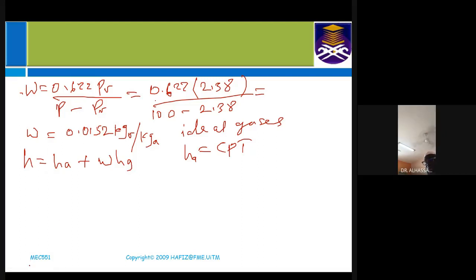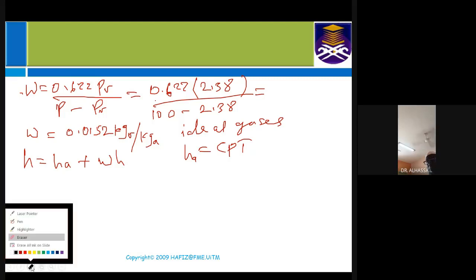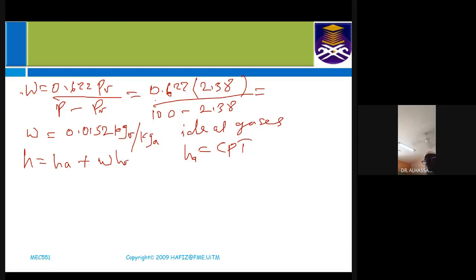Initially, let me change this to Hv first. We will come to Hg later on. So this should be Hv, the enthalpy of the water vapor, which can be approximated to Cp times temperature plus omega times Hg.